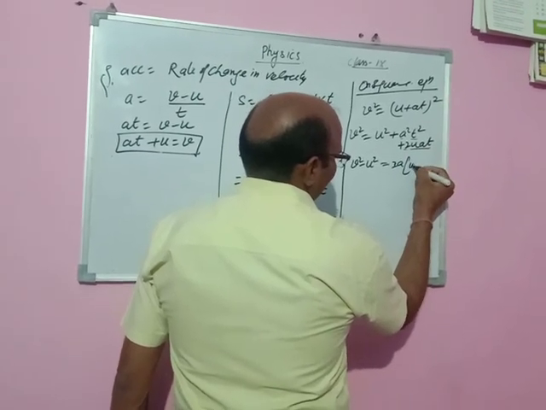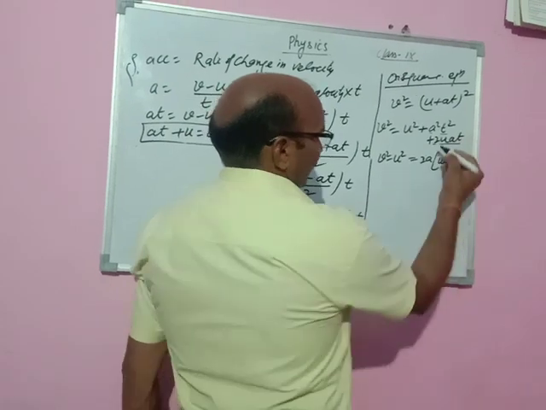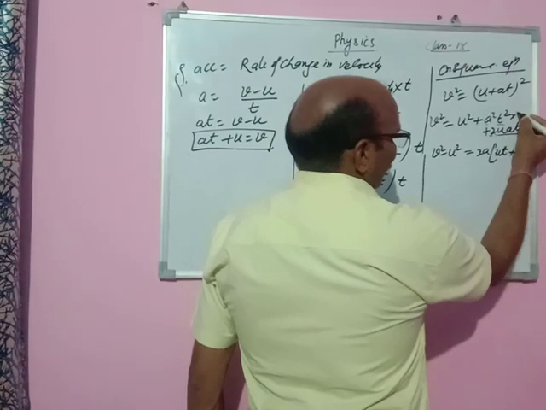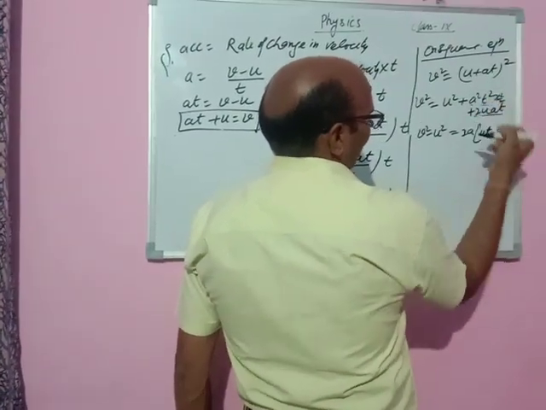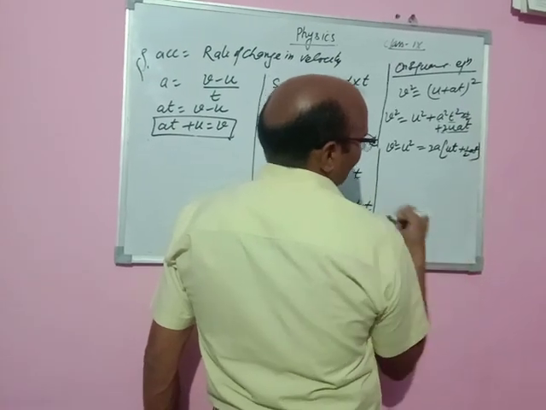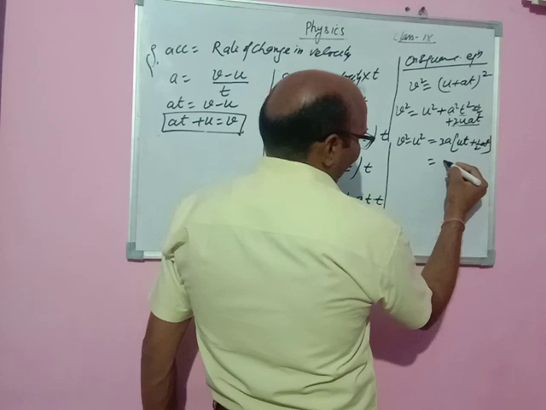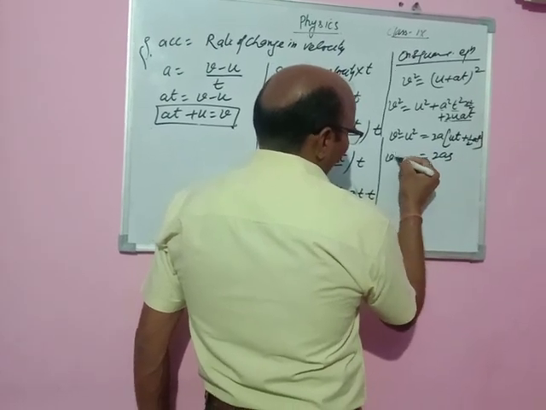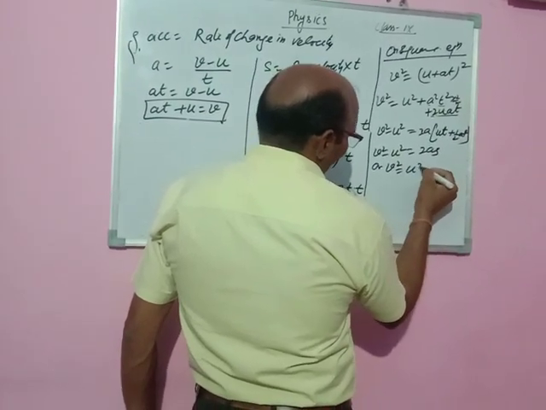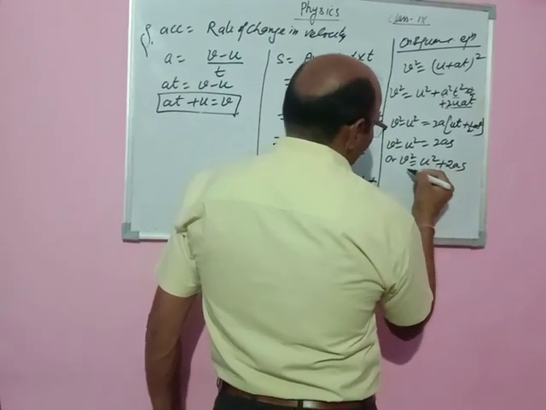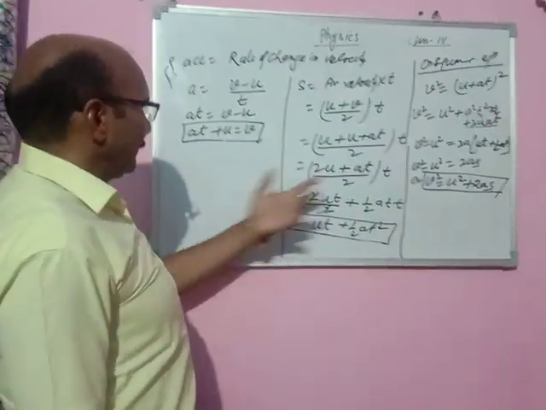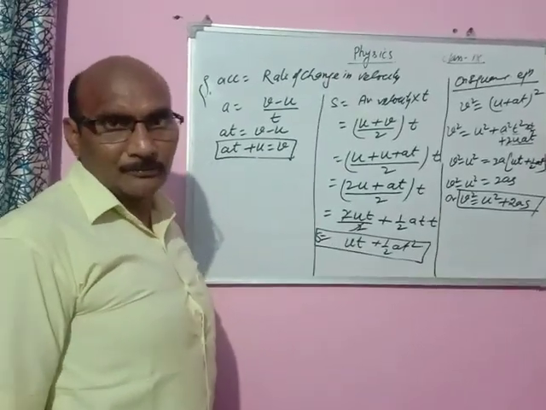So the remaining part is ut. Having taken 2a common, the remaining part is ut plus 1 upon 2 into a into t square; there is no 2 because I multiplied by 2 and divided by 2. So ut plus half at square equals s. So 2as equals v square minus u square, or v square equals u square plus 2as. This is the third equation of motion. So this is the derivation of the three equations of motion algebraically.